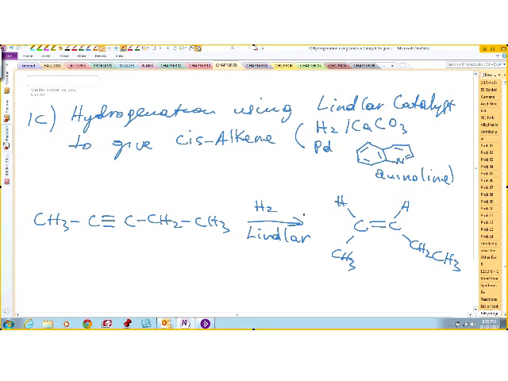So far I have given you 3 methods for hydrogenation. The first one, the regular catalytic hydrogenation, simply reduces the alkyne to alkane. The second one, lithium and ammonia, or sodium and ammonia, transforms the alkyne to a trans-alkene. And the third one, this one here, will transform the alkyne to a cis-alkene.